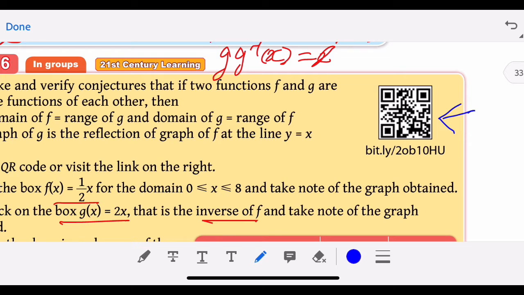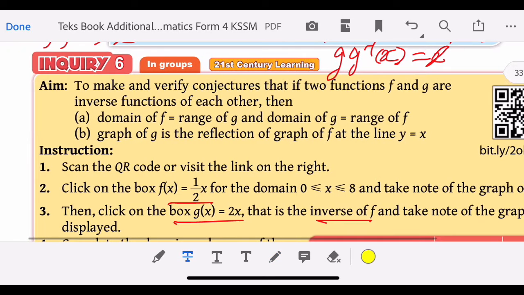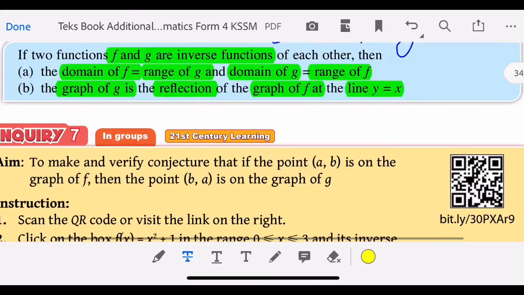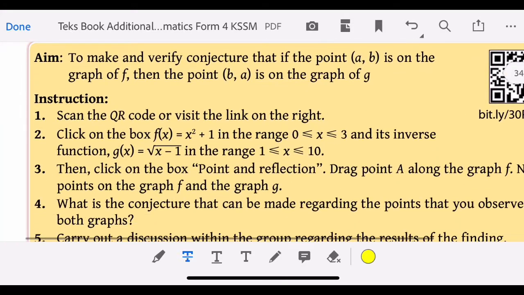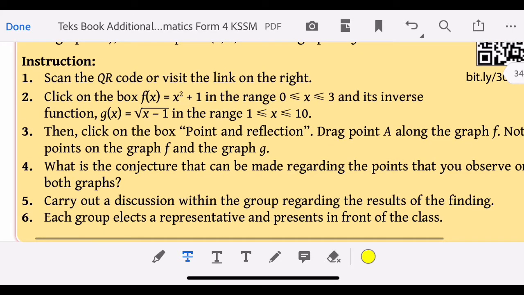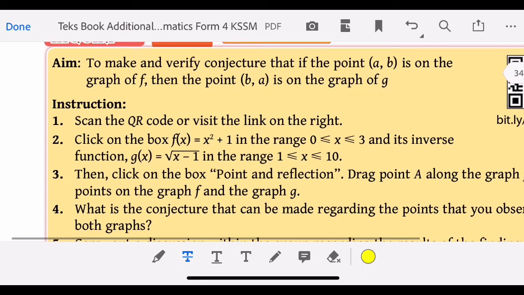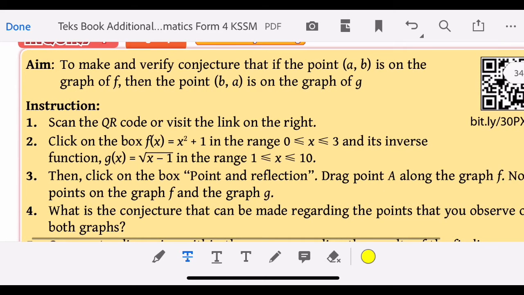Okay, so please always try to do the inquiry on your own so that you will have a clearer picture on the subject about the inverse function.